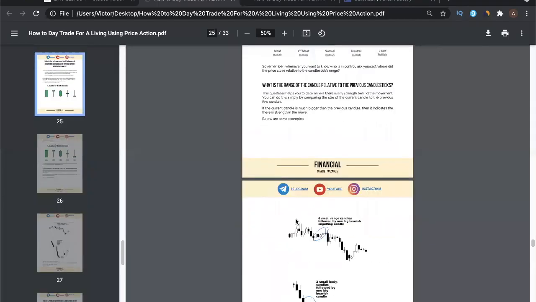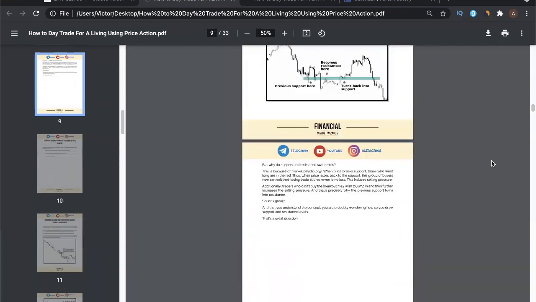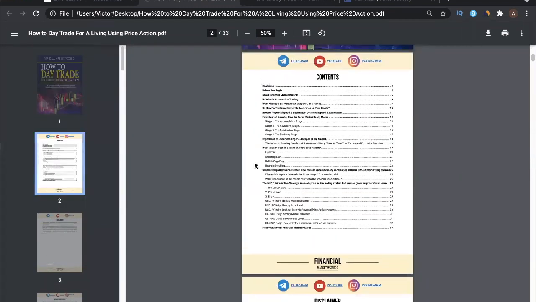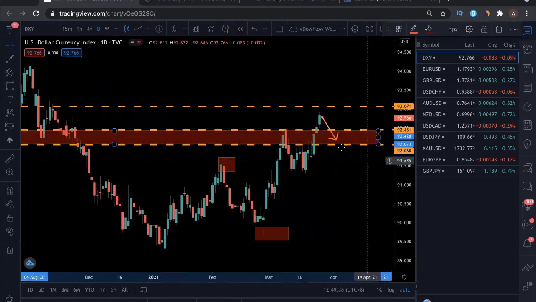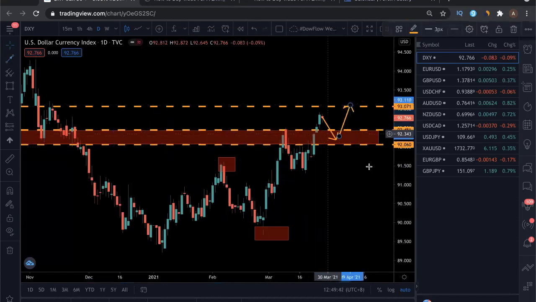Okay, all this is covered in this day trading guide. Let me show you. Okay, all these kind of patterns like hammer, shooting star, bullish engulfing. So I'll just wait, be patient, wait for it over here, and just take the trade. If you want to trade DXY, just wait for it to come down and go back up. So that's it for DXY.